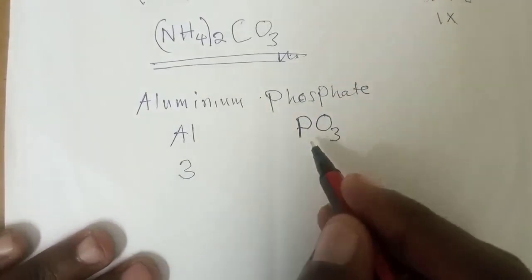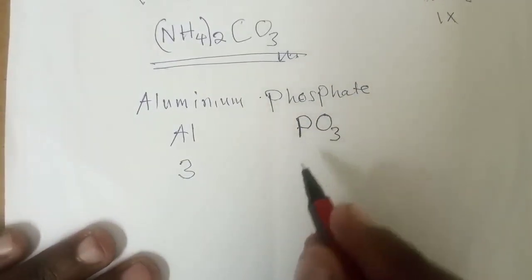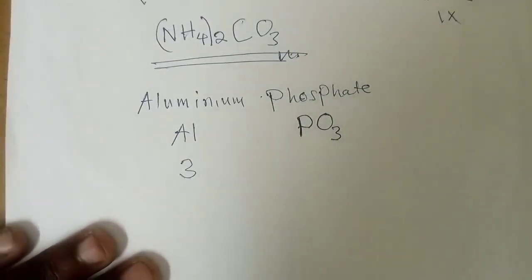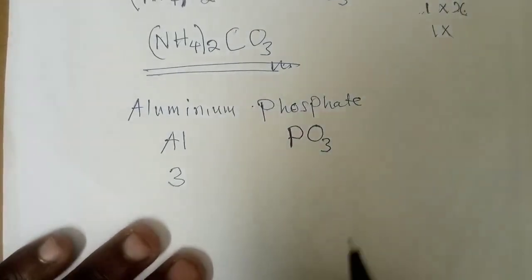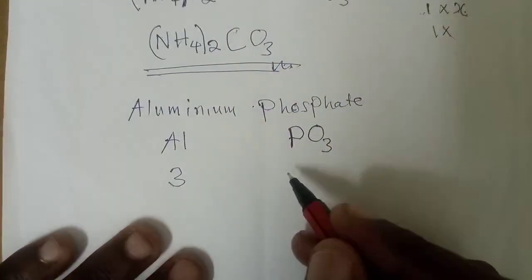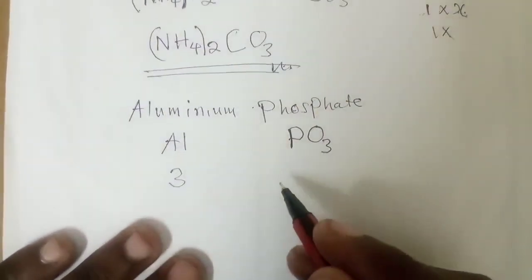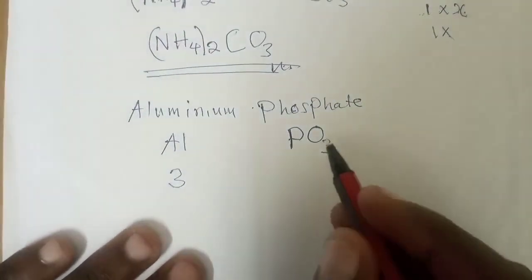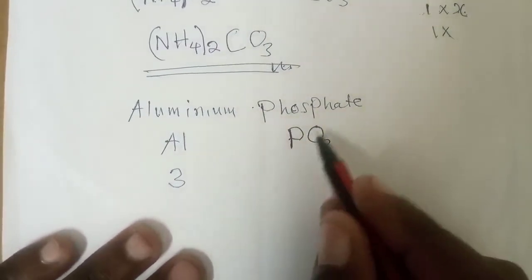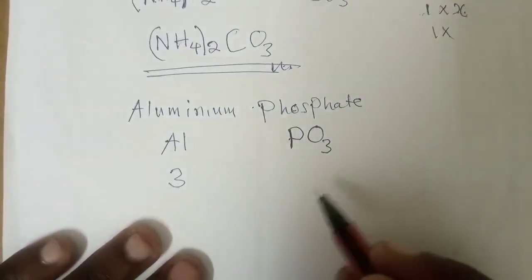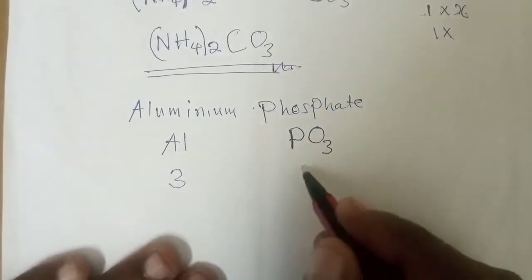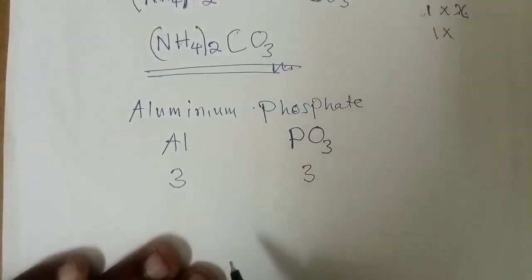Then phosphate, you need to know it by heart. I said it in the previous video. I actually even gave you the paper of this. I gave you all these radicals. So what is the valence number for phosphate? The valence number for phosphate is 3, like that.